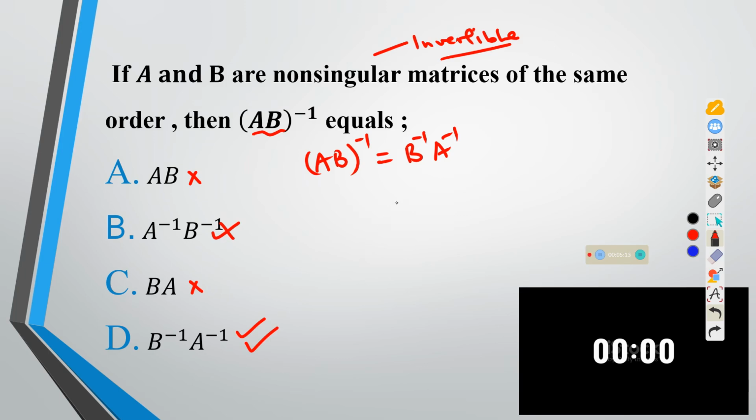So that will be the answer for this question: the inverse of AB, after multiplying A with B, is the same as B inverse times A inverse. So that will be the required answer for that case, and I hope you have passed that one.